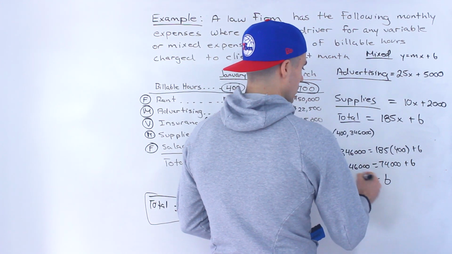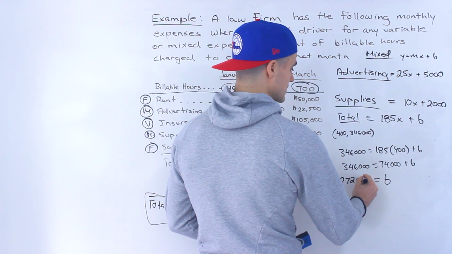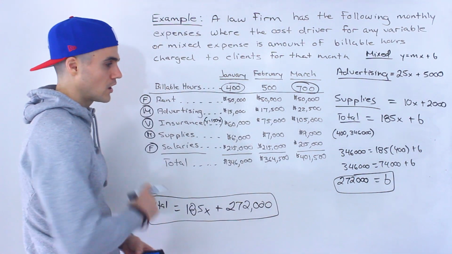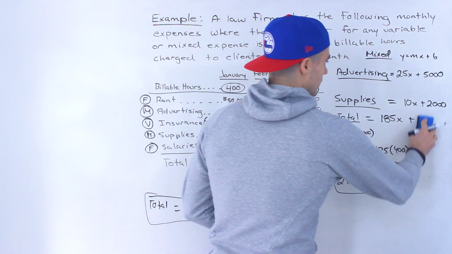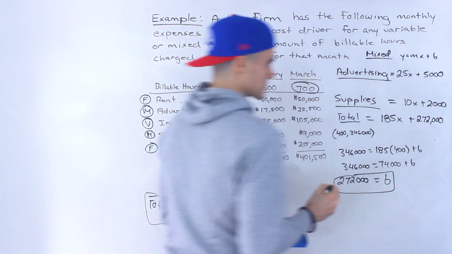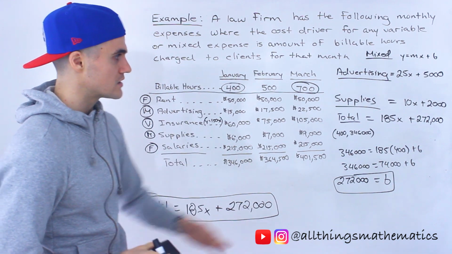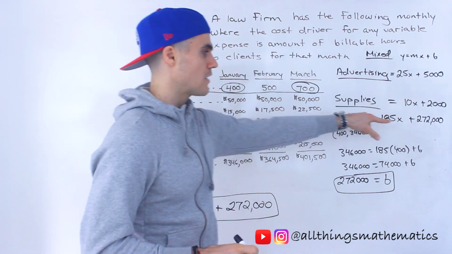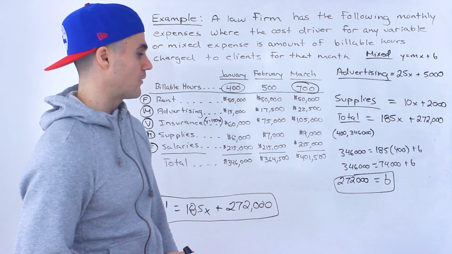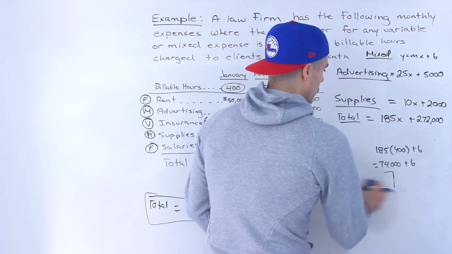And then b would end up being, if we take the 74,000, move it over, we'll have 272,000. Like that, which is exactly what we got with the other way. Right, so this here would end up being 272,000, like that. So the total overhead cost formula is 185x plus 272,000, where x is the number of billable hours.